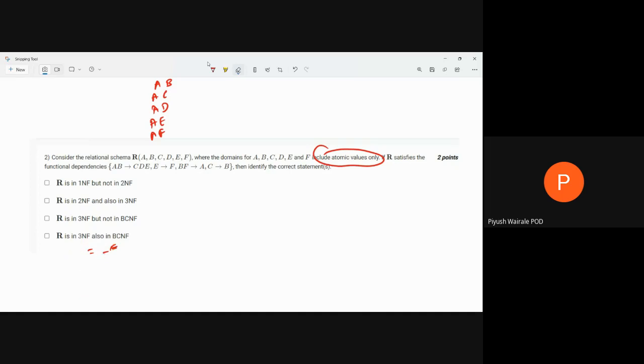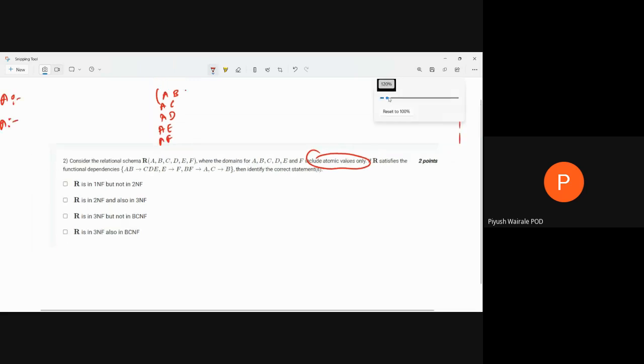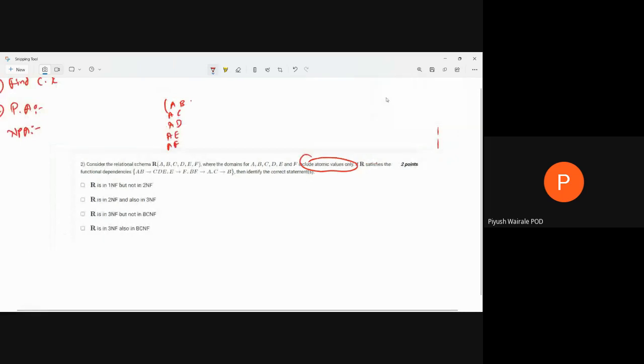This question is very important. If you understand what I am doing, it will save your time in quizzes also to find the candidate key. What is the closure of AB? A, B, C, D, E, and from E I will get F. So A, B, C, D, E, F. So AB is the key.